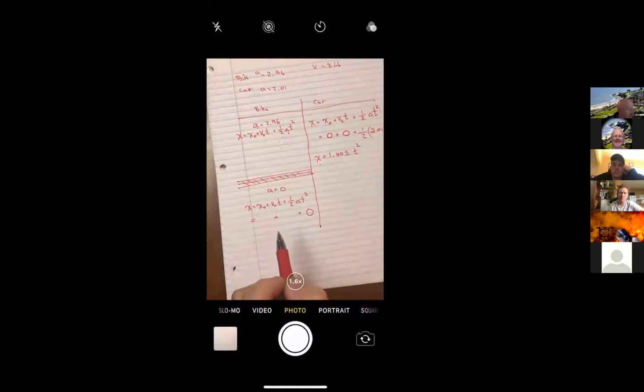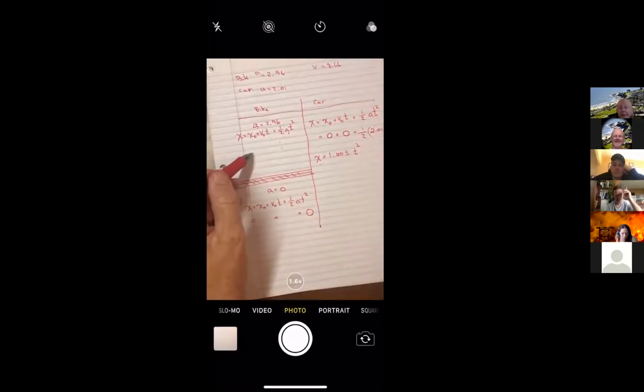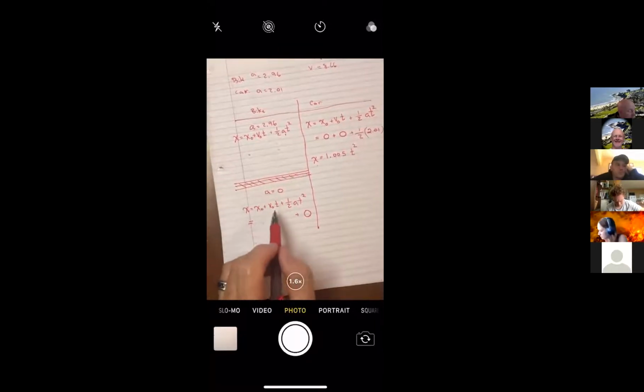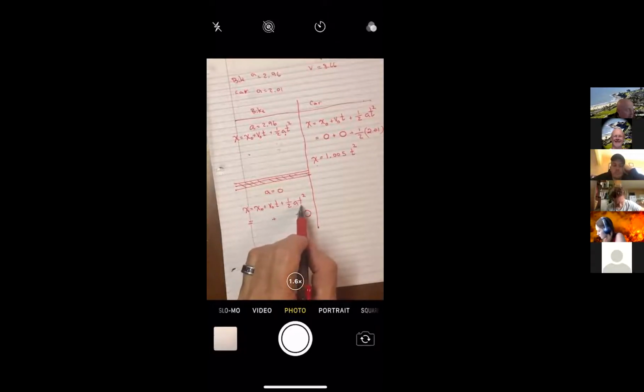But here's the hard part of this one. What is the position of the bike when the acceleration becomes 0? That can only be answered back here. Now, as long as I'm here, I'll do this one. This says, what is the speed of the bike, the initial speed when the acceleration goes to 0? And that was the 8.66 t.